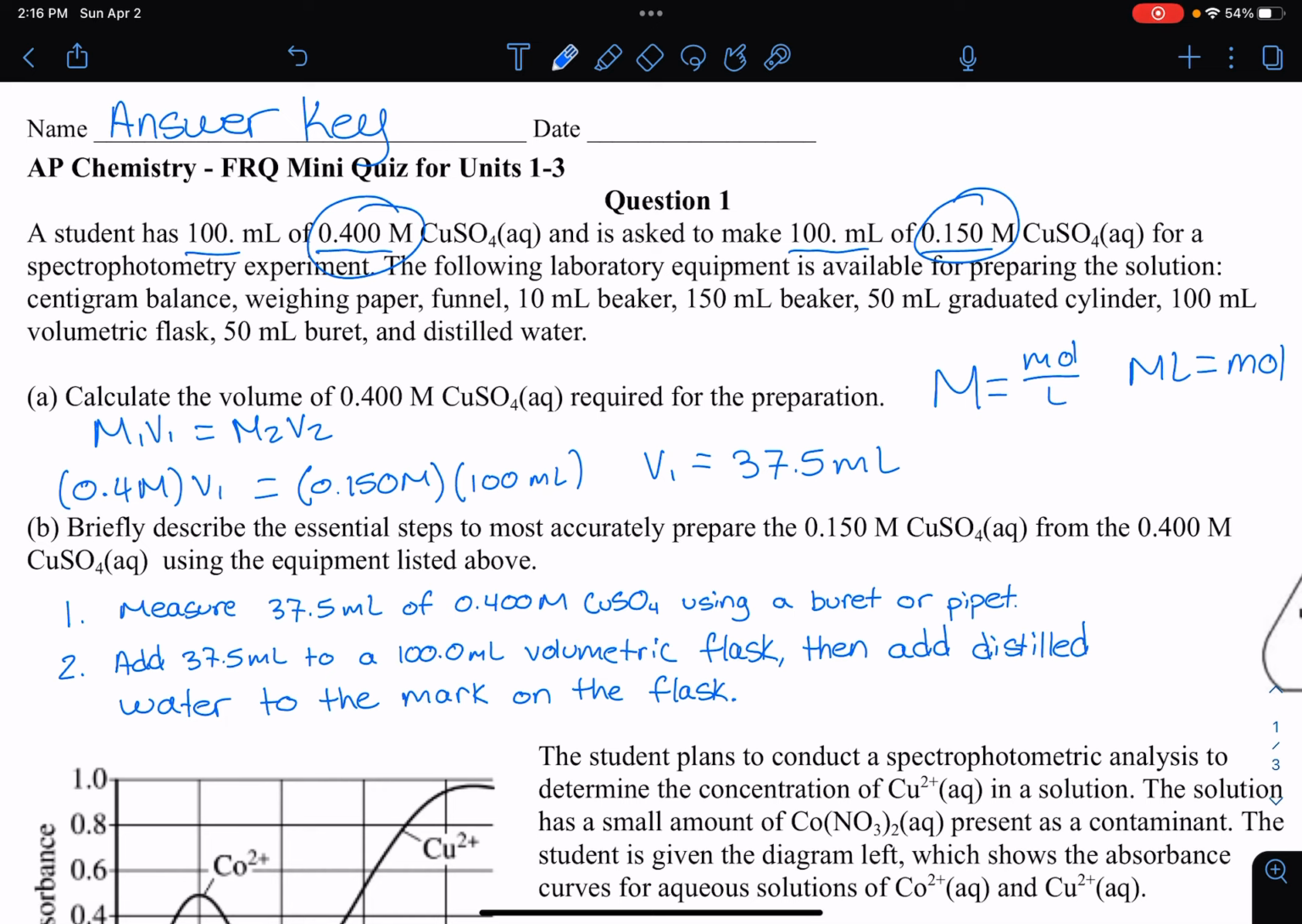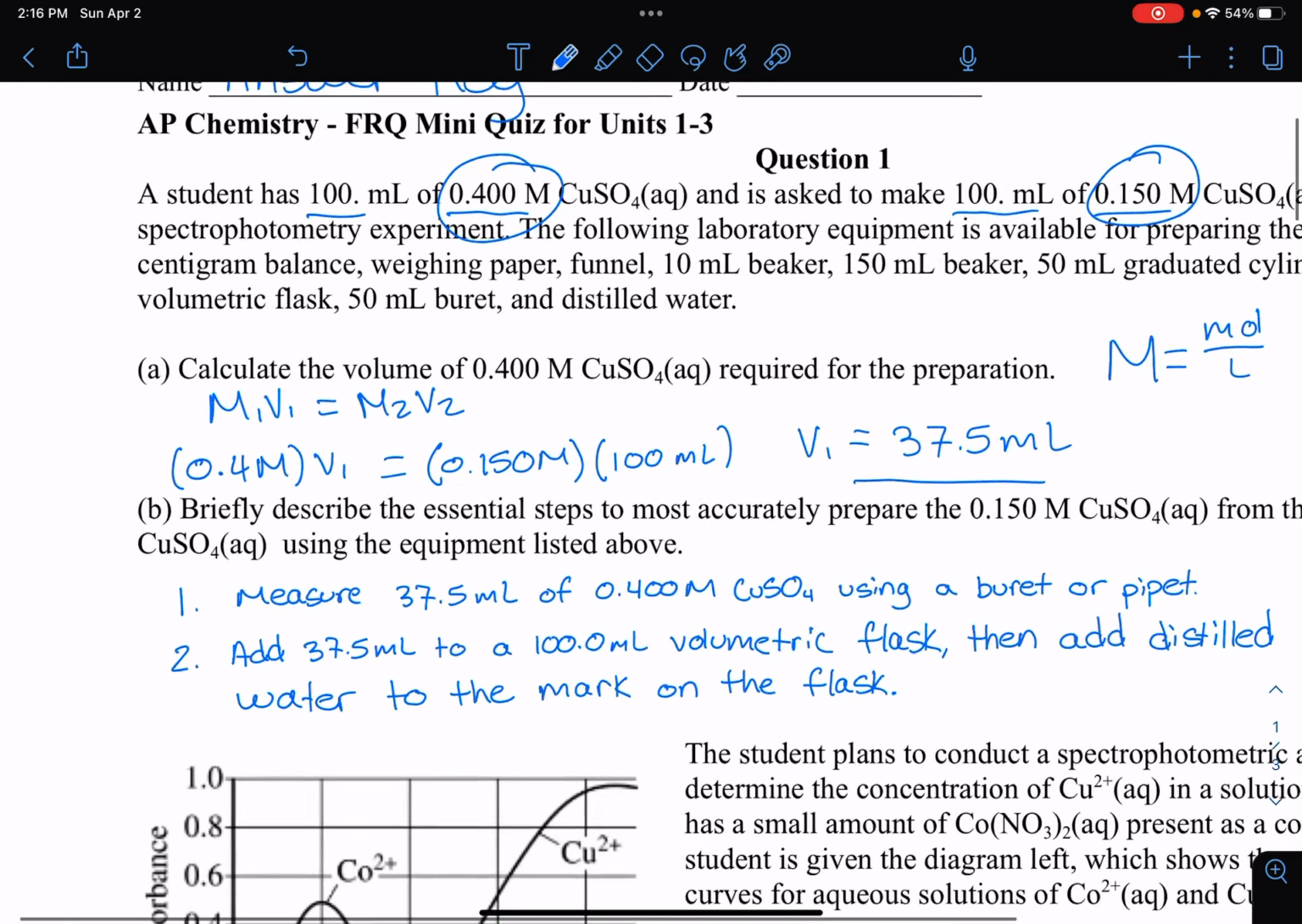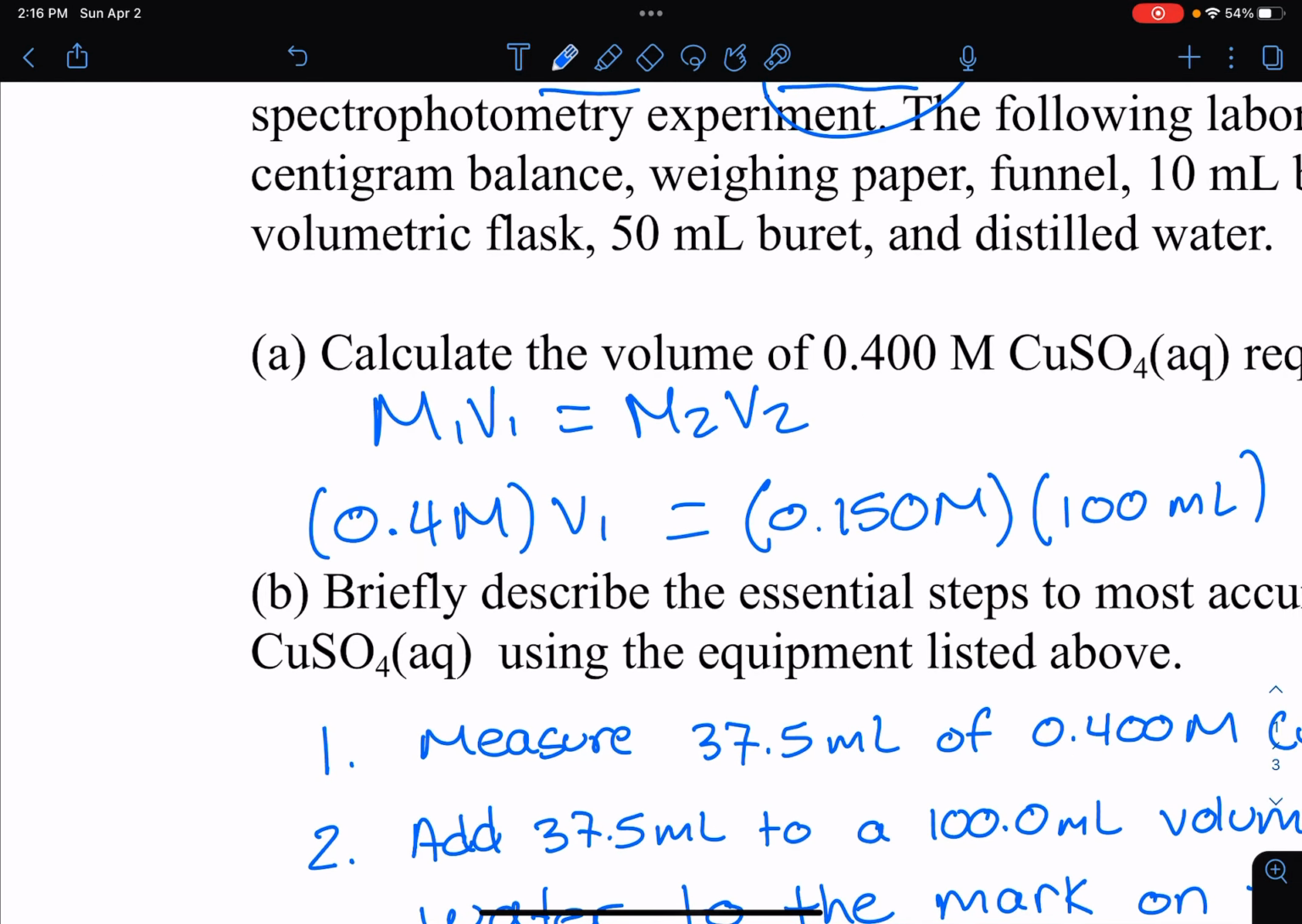So if you can imagine, we're not going to be taking out any moles or adding any moles when we found that value, which happens to be, here's the punchline, 37.5 milliliters. The same amount of moles that are in that 37.5 milliliters is the same amount of moles that we'll have once we've diluted it up to 100 milliliters. So you can see that the molarity times the volume of the original sample is going to equal the molarity times the volume of the second sample, or the new sample. So that's why this dilution equation works.